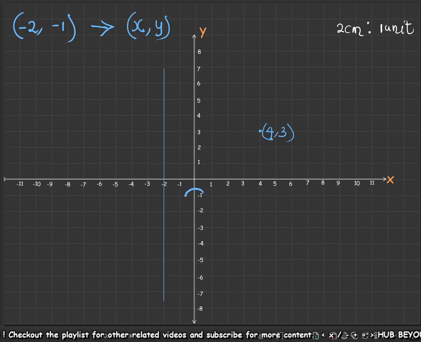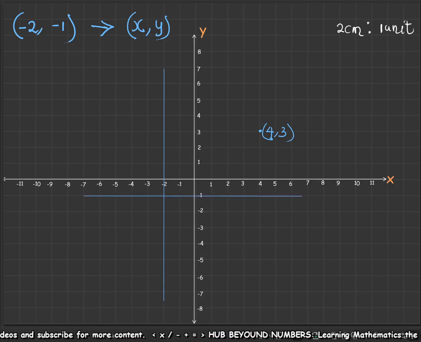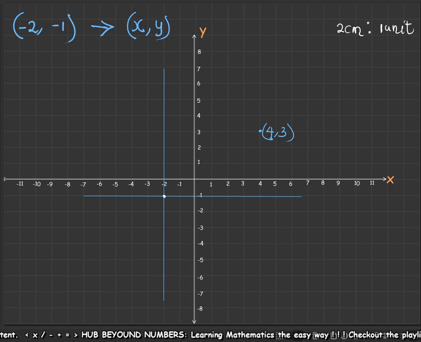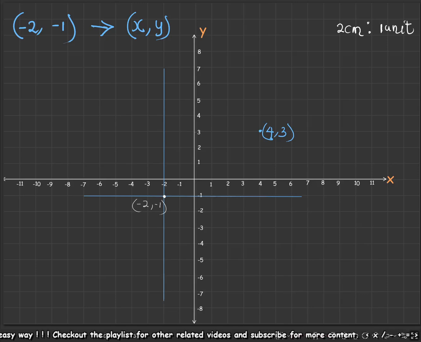You see, this is where our -1 is. So we are going to draw a horizontal line through this -1. This is it over here. You see. Then now where these 2 lines intersect, which is over here, is where our coordinate is. You see. So this is where the coordinate is. And we put that label over there as what? (-2, -1). That is for this point over here.